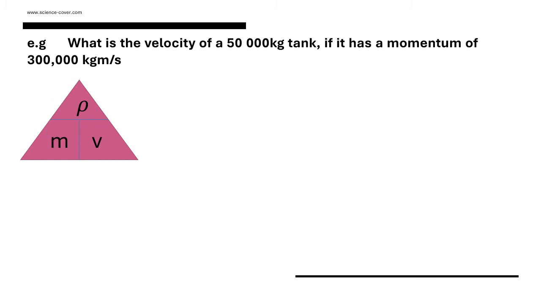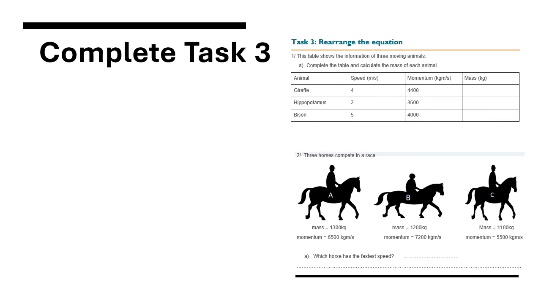What is the velocity of a 50,000 kilogram tank if it has a momentum of 300,000 kilogram meters per second? So we want the velocity this time, so that's momentum divided by mass. Substituting in the values, we get 300,000 divided by 50,000, which is equal to 6, and the units for velocity are meters per second. Pause the video now and complete task 3.